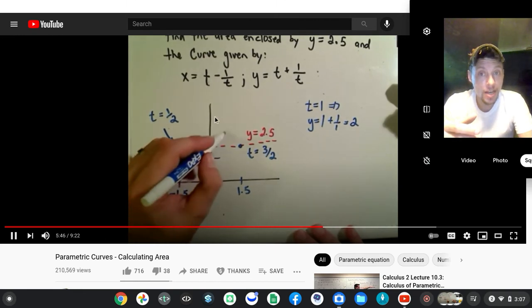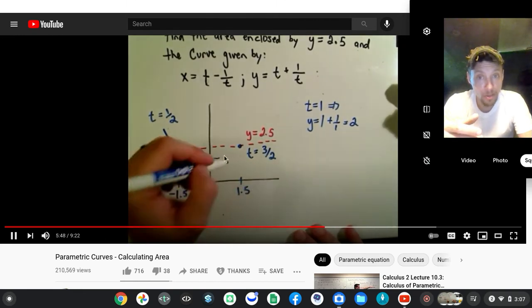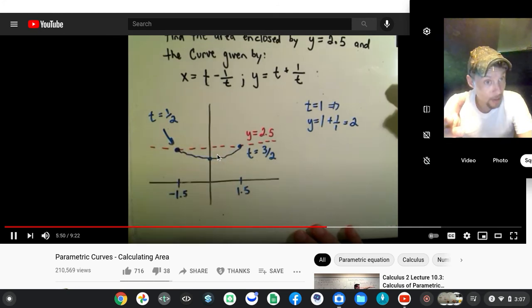It can't cross the x again because we would have found another t value inside here, where it intersects the curve.